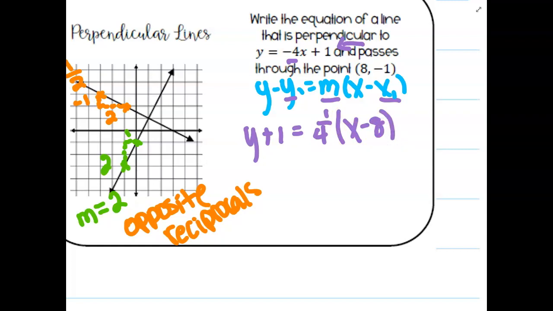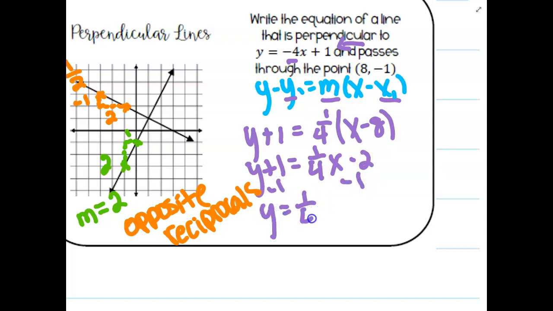And then it's the same thing that we've done. We're going to distribute. y plus 1 equals 1/4 x, and then 1/4 times -8 is going to be a -2, and then subtract 1 from both sides, so we have y equals 1/4 x minus 3. So other than finding the slopes, this is the same thing we did the last couple of days.